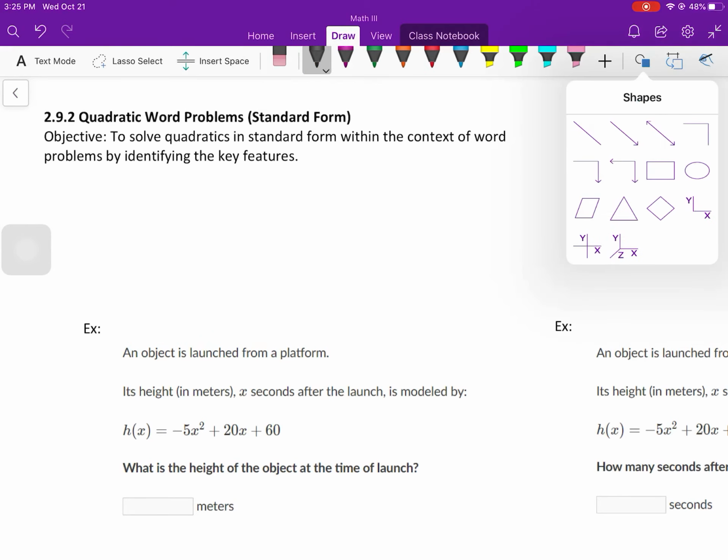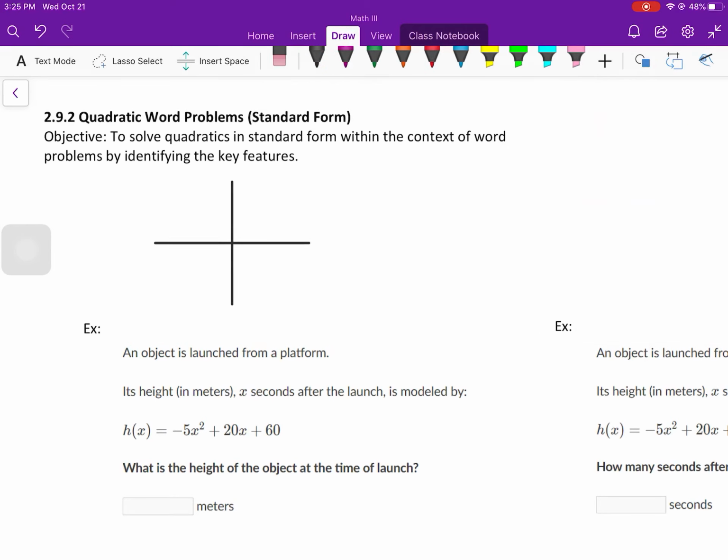Bringing back the word problems. So remember those key features. We have usually an upside down parabola. And what are those key features? Well, we have the y-intercept, that starting point, right? The x-intercept, that ending point. And the vertex, which is that maximum or minimum.